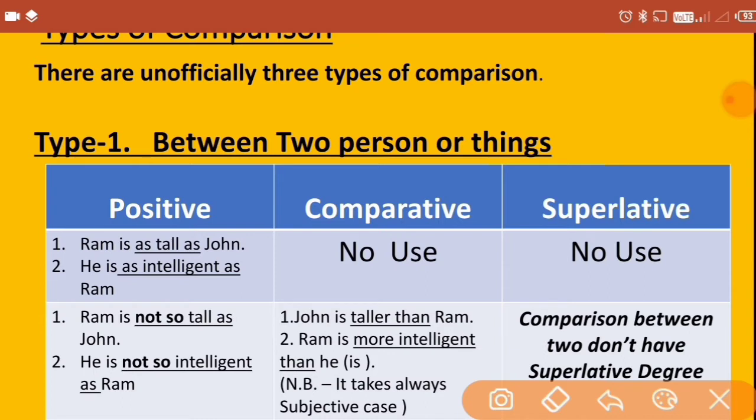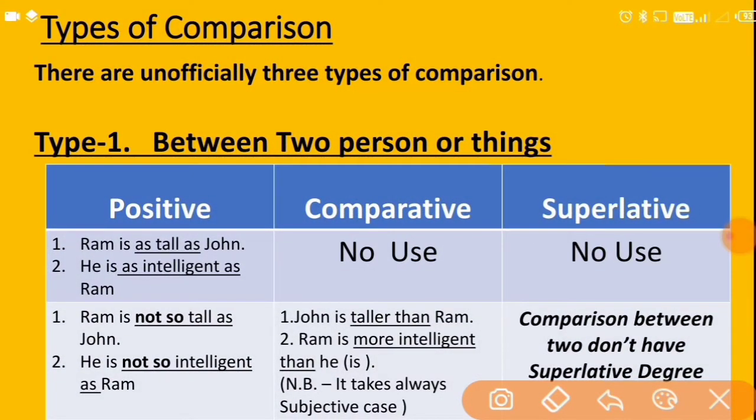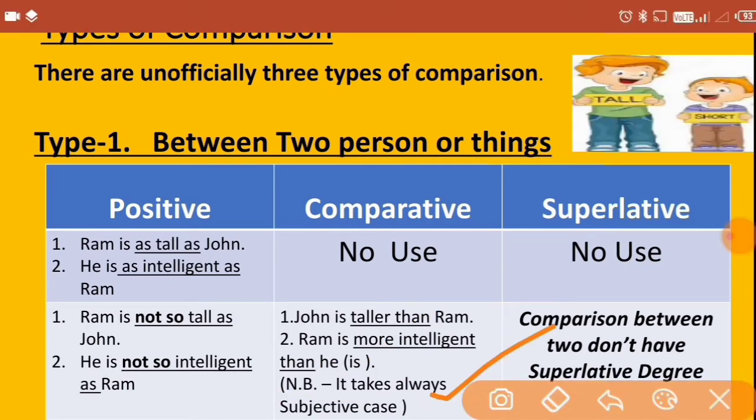You must notice that in the comparative form, the second sentence, Ram is more intelligent than he, can be used as a parallel verb. Here we cannot use him because it always takes subjective case. If you want to know about the cases, then I have a separate video, that is noun part 1. You should go through it.